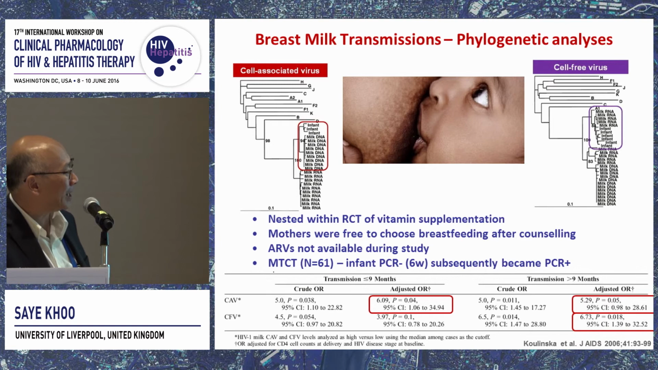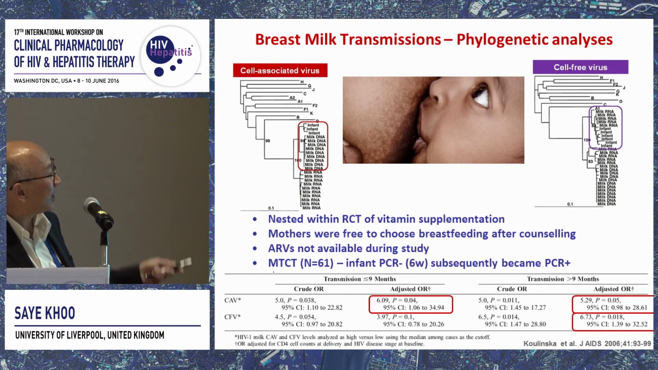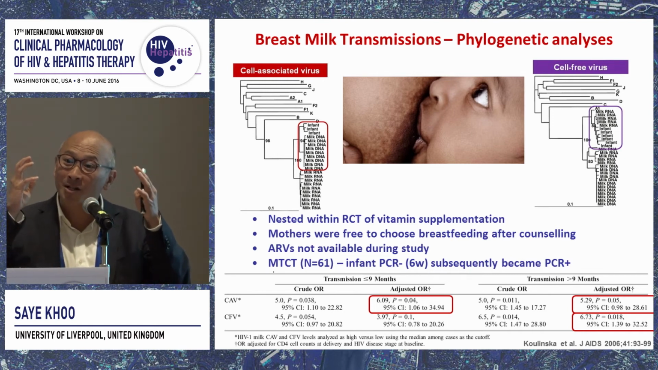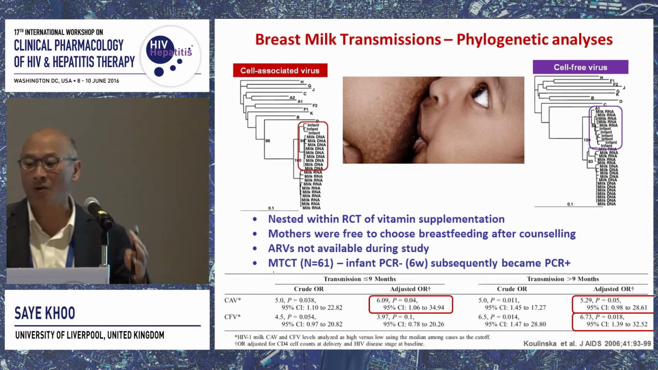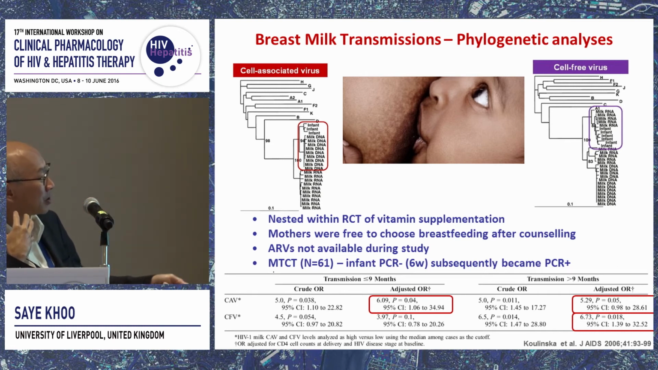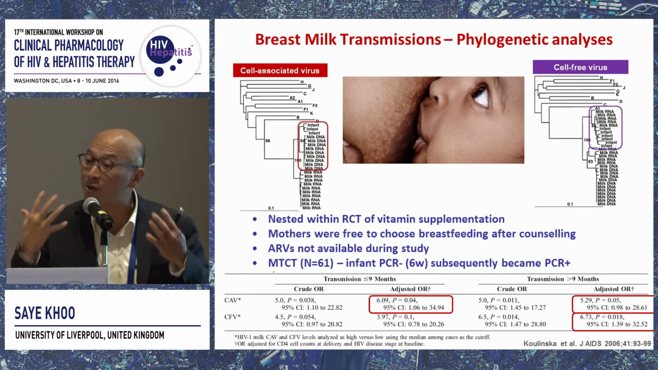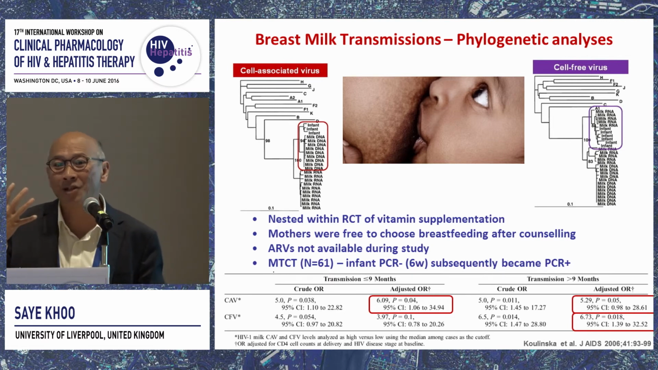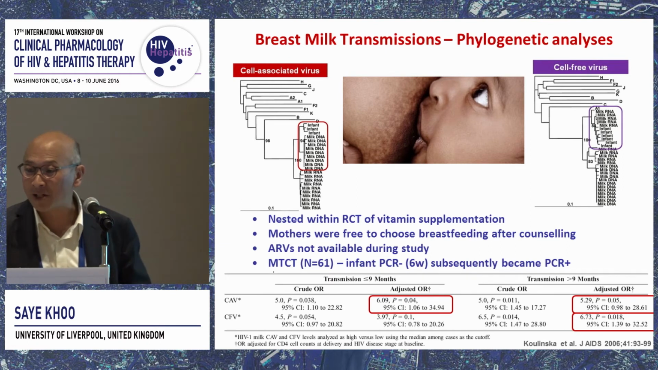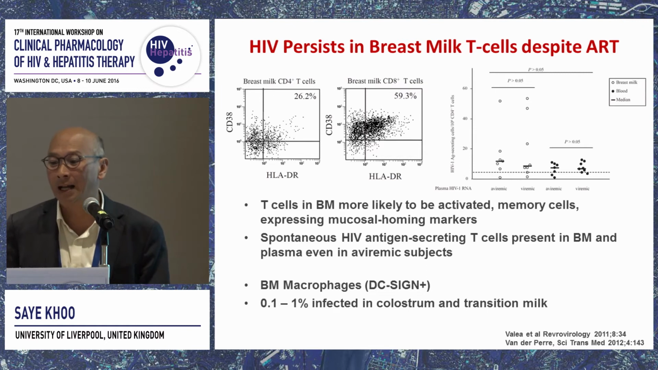What they called early transmission, less than 9 months, seemed to be associated with cell-associated virus. So cell-to-cell transmission seems to be associated with early transmissions, or the converse, early transmission cell-to-cell. Whereas later transmissions, there was an equal contribution of both. And I think that gives us an interesting insight as to why there is persistent HIV. And we'll talk a little bit about cell-to-cell transmission later.